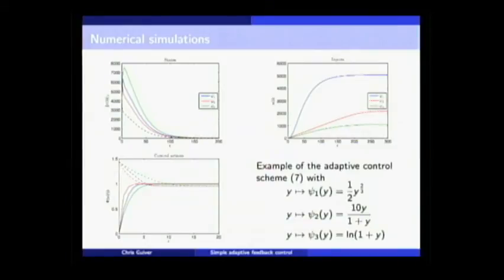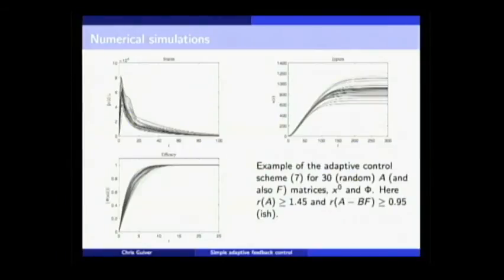What this simulation doesn't show is I picked one model. I randomly generated 30 models and did the same thing. And although I can't predict the individual lines, I qualitatively get the same behavior. So that's why it's robust in that sense. Okay.